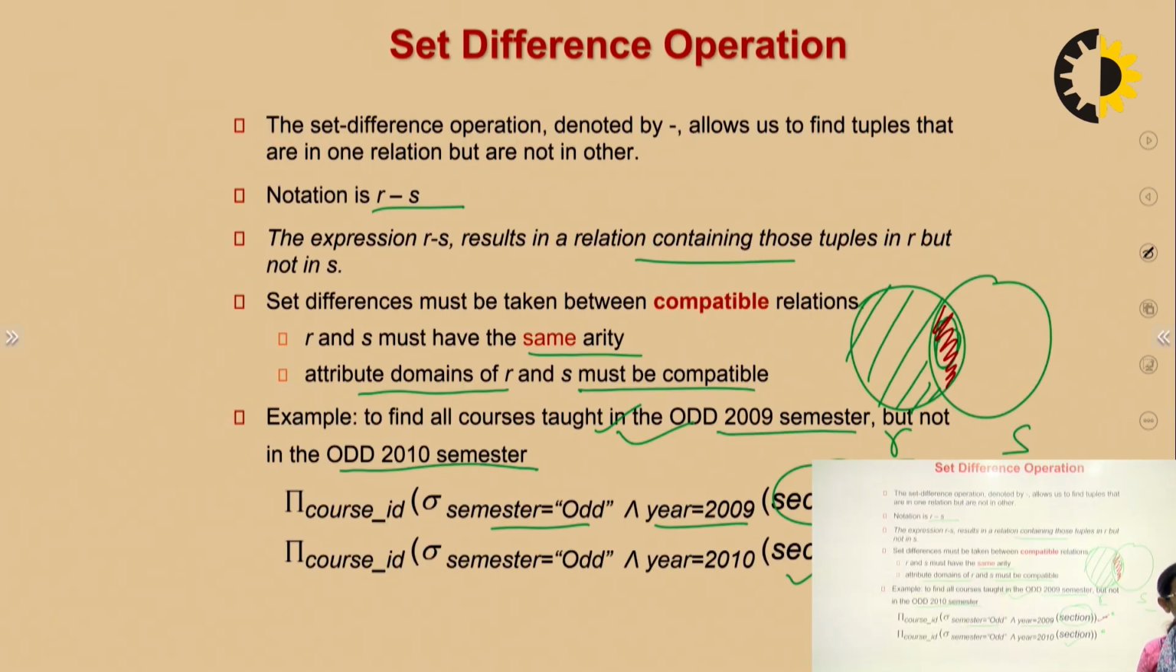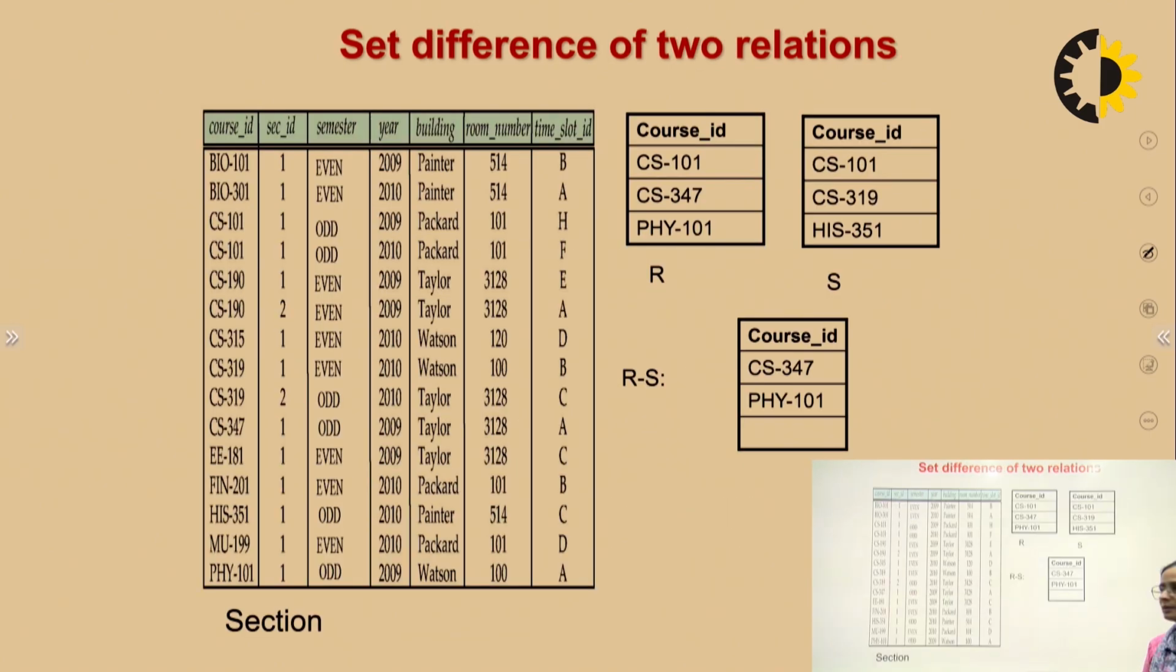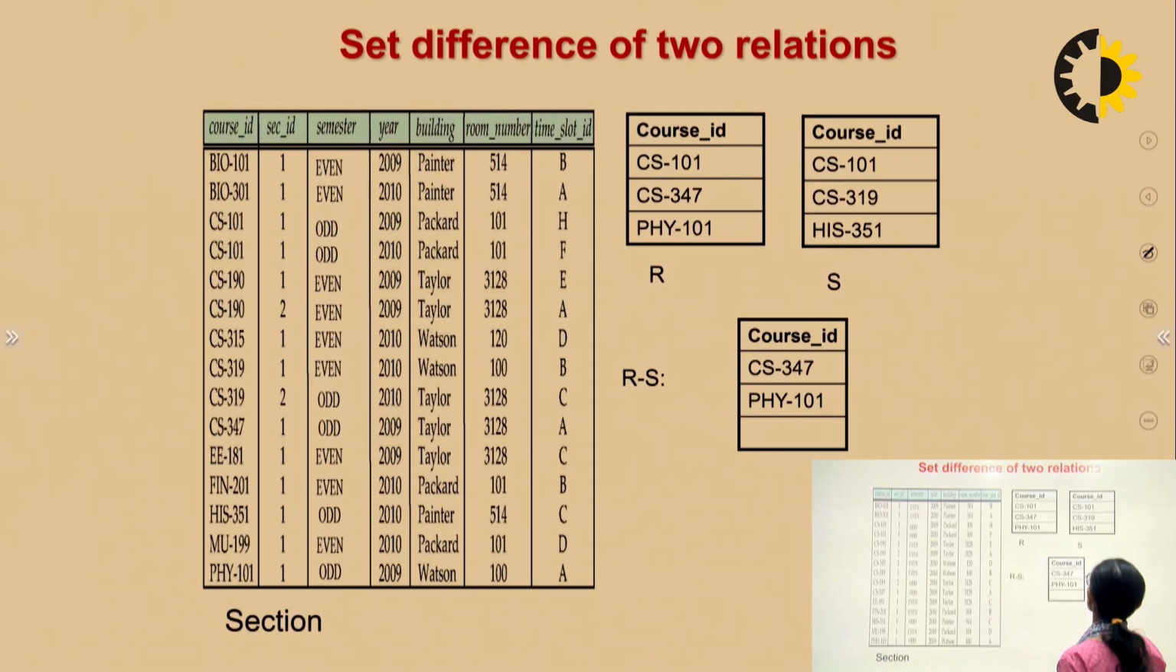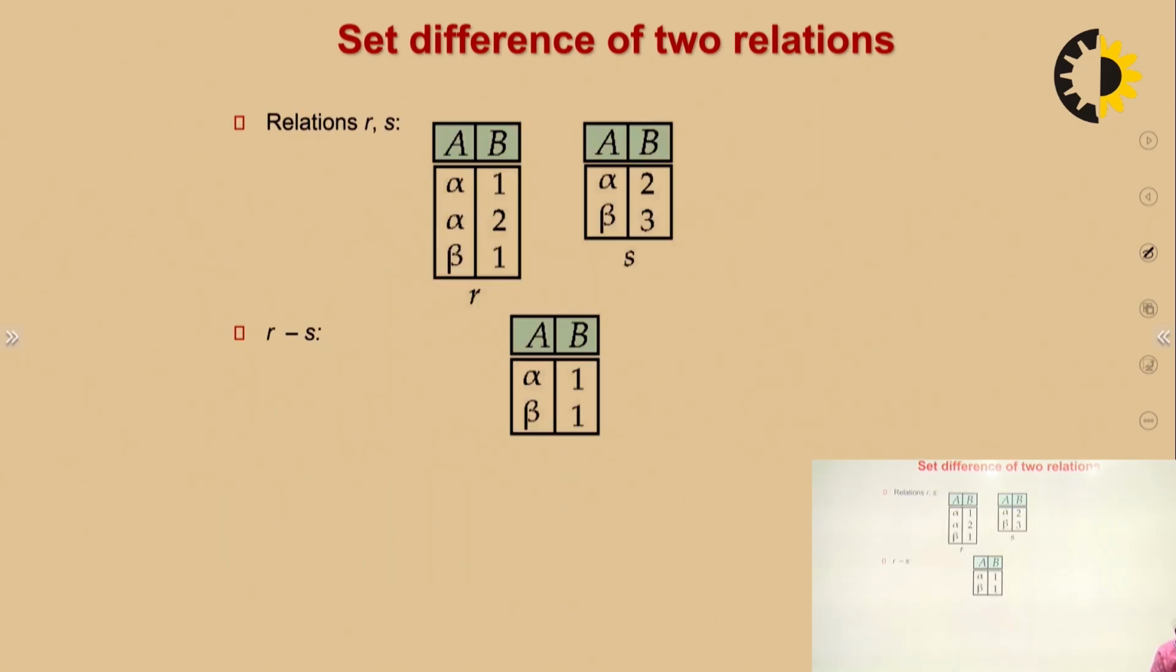The same query, this is the output of this is my R and this is my S. So this is the output R and this is the output S, and here these are the subjects which have been taught in 2009 but not in 2010. That is, this is another example. This is R and this is S. So R minus S, if I see, this is the common entry which needs to be dropped from my final table.